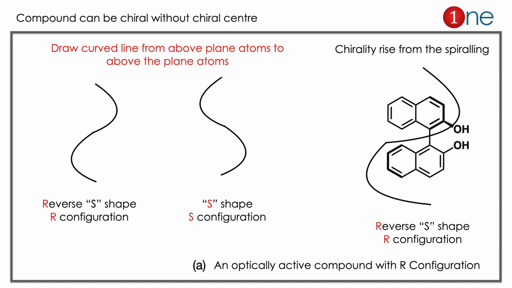Now let us look at our structure. OH is above the plane and the bottom phenyl is above the plane. So if you draw it, you have a reverse S structure, so it's R configuration. The compound is definitely optically active because of its spiraling. So the answer is A, the optically active compound with R configuration. The concept you have to learn here is that compounds can be optically active without any chiral center. Here chirality arises from the spiraling.